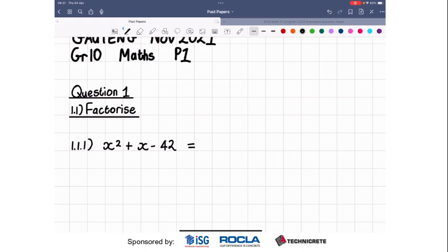So I know that it's going to factorize and look something like this. I'm going to have two brackets with x's as the first terms because I've got this x squared here. So I know that these two must multiply together to give me x squared. Then I know for the coefficient of the x, it's going to be whatever this number is plus this number must equal this. So I need their sum to be 1.